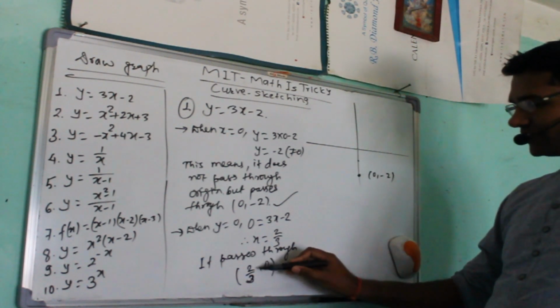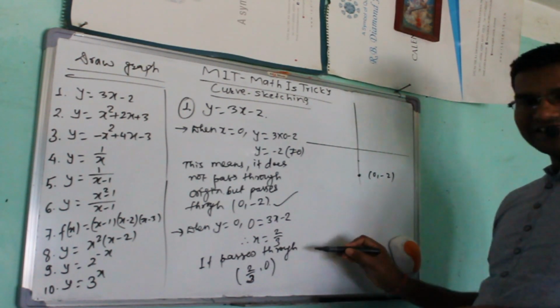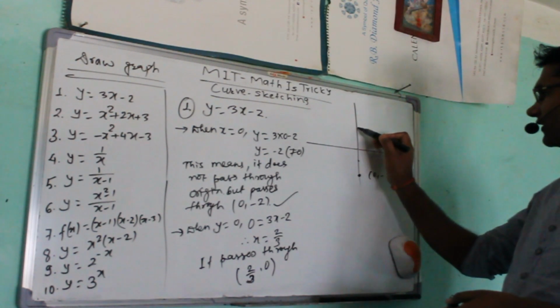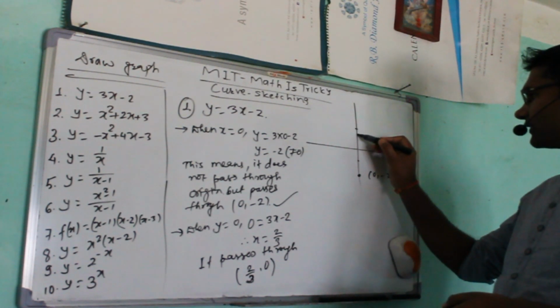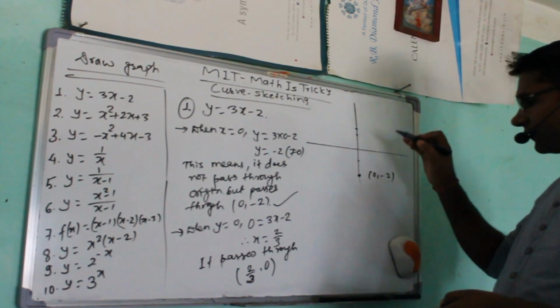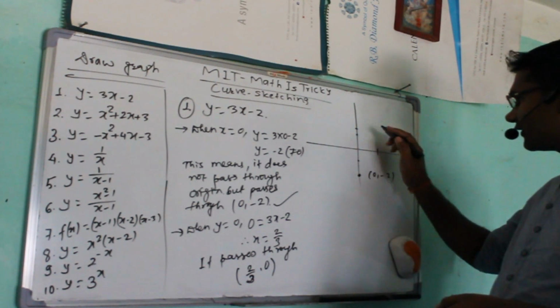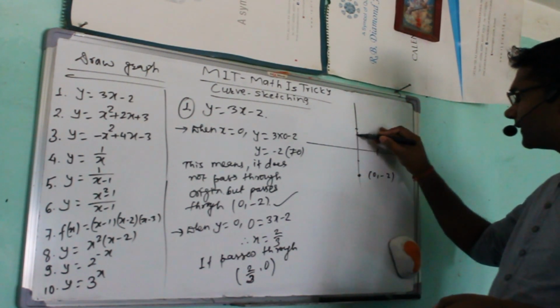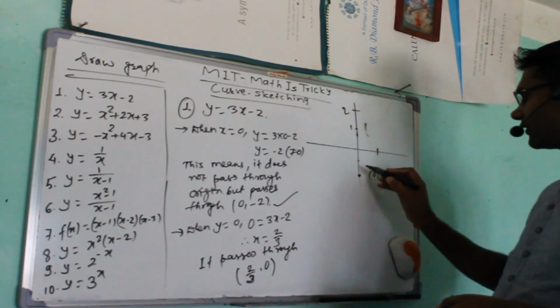So it is almost here. 2/3 means 0.6, which is more than half, so it is here. Suppose this is 1, so more than half means it is somewhere here. So (2/3, 0) means it is 1 here. 2/3 means more than half. Let's write it. This is 1.